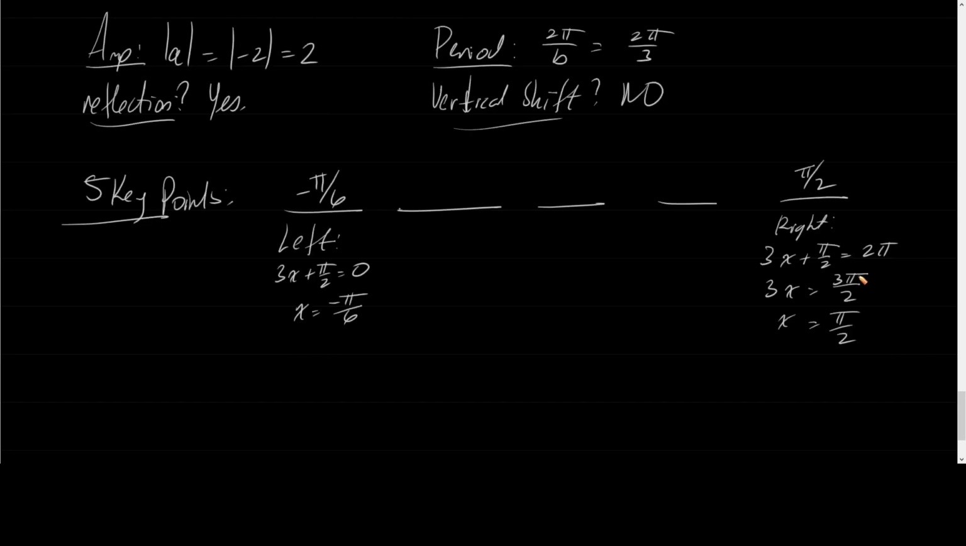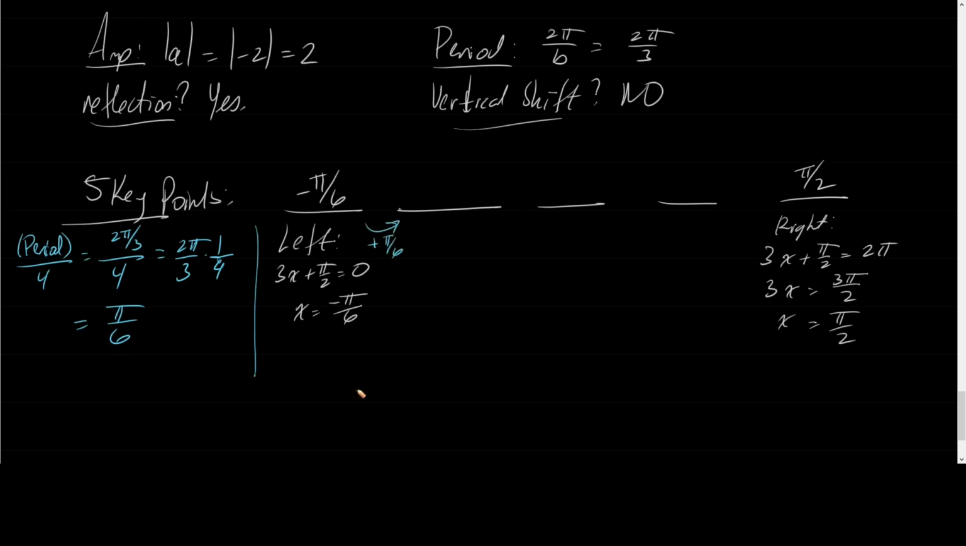Now, to find the points in between, what I need to do here is take the period and divide it by 4, right? So my period was 2 pi over 3. If I divide that by 4, let's write it this way: 2 pi over 3 times 1/4, which is simply pi over 6. So what that tells us is that to go from one point to the next, I have to add pi over 6. Negative pi over 6 plus pi over 6 is 0. 0 plus pi over 6 is pi over 6. Pi over 6 plus pi over 6 is 2 pi over 6, which reduces to pi over 3. 2 pi over 6 plus pi over 6 is 3 pi over 6, which reduces to pi over 2. So there we go. We've got all of our key points.